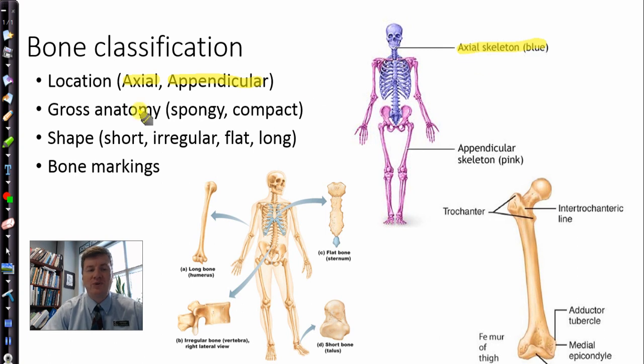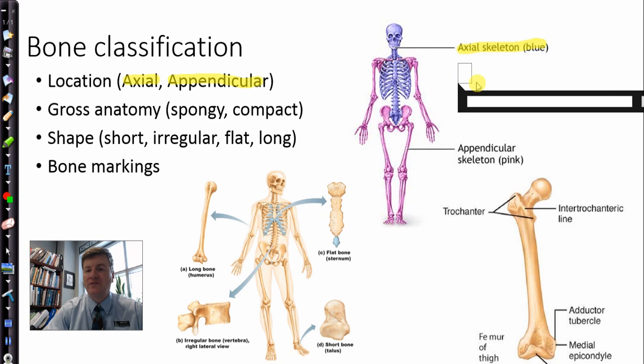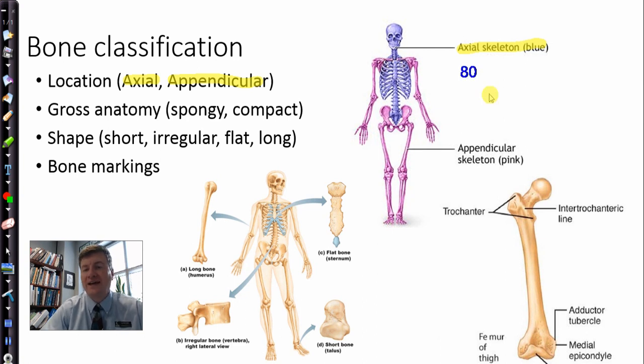Axial refers to, if you will, the body's main body axis, and of the 206 bones in the body, 80 of them are considered axial. The other 126, the ones you see here in pink, are considered appendicular. Appendicular refers to appendages, in English, arms and legs. So the bones that make up the arms and legs are appendicular.